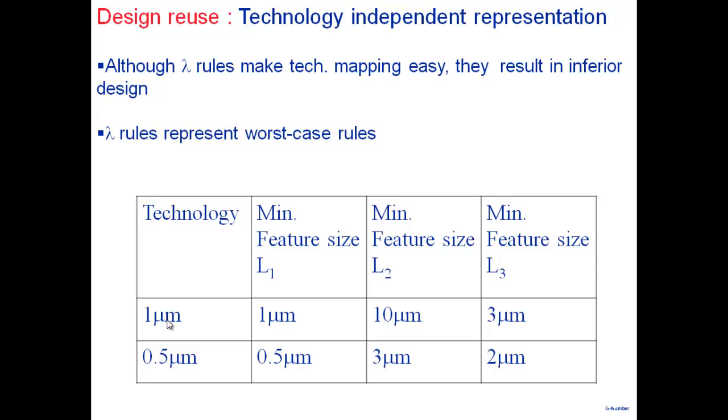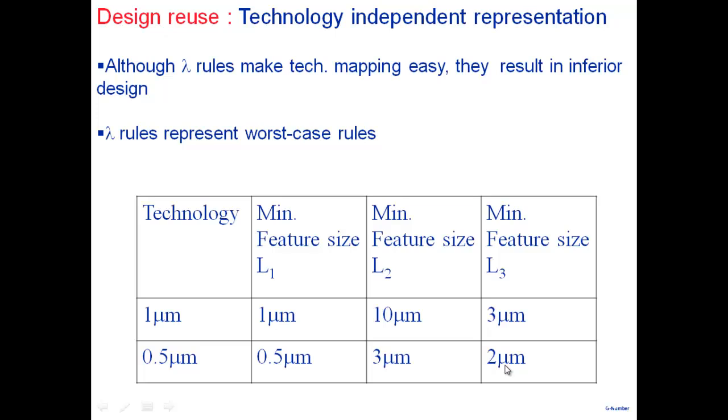The rules specify dimensions of different lines, polyline and N plus and all that. Okay, so let's say there are 3 dimensions, L1, L2, L3. And the actual rules are that L1 has to be 1 micron minimum size, L2 has to be 10 micron, L3 has to be 3 micron. These are the rules for 1 micron technology. Well, for 0.5 micron technology, let's say the foundry says the rules are, this is 0.5 micron, this is 3 micron, this is 2 micron. Let's say the rules are here.